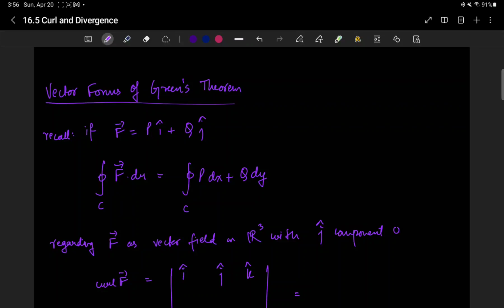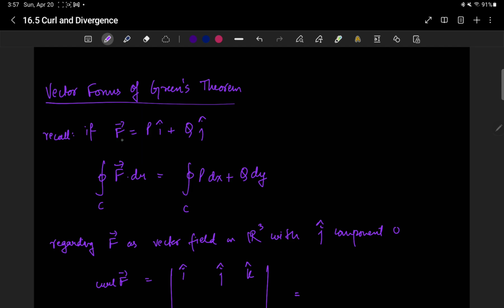Hi everyone, in this video we will revisit something we've seen earlier, which is Green's theorem, and we will see if there's a way to rewrite it using the vector notation. So what does Green's theorem relate? If you recall, it relates line integrals with double integrals of a certain kind.